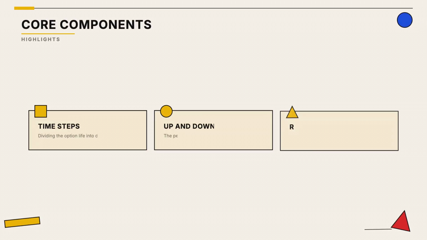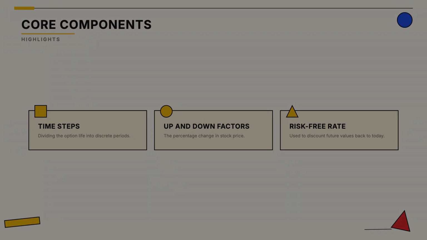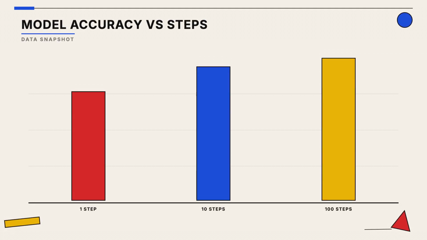To calculate the value, we look at the probability of these moves and discount the expected payoff back to today's dollars. While Black-Scholes is a standard formula, the binomial model is preferred when you need to account for early exercise features. As you increase the number of steps in the tree, the binomial model converges closer to the theoretical Black-Scholes value.